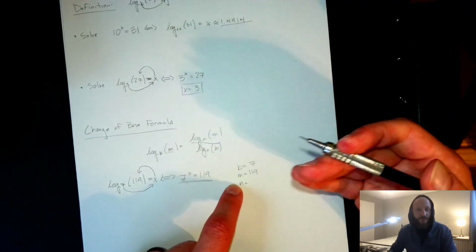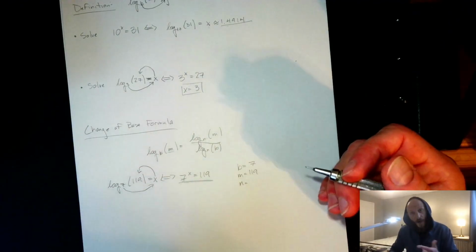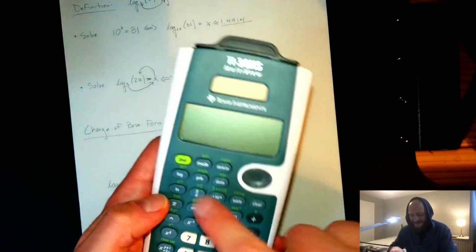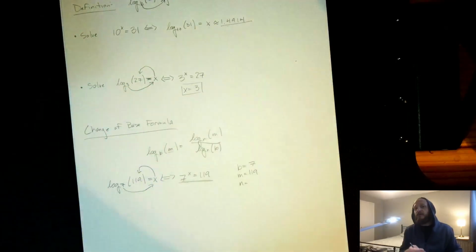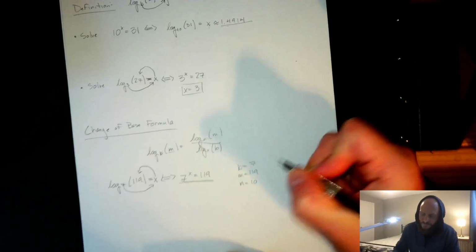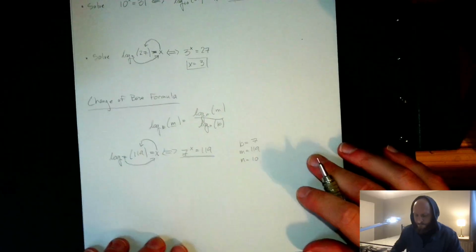So what is n? Well, we get to choose. It's either 10 or it's e. Why those? Because the only buttons that I have on my calculator are log base 10 or log base e. And it doesn't matter. You can choose whichever one you want. You get the same answer either way. I'll use 10, just since that's what we've been using already.